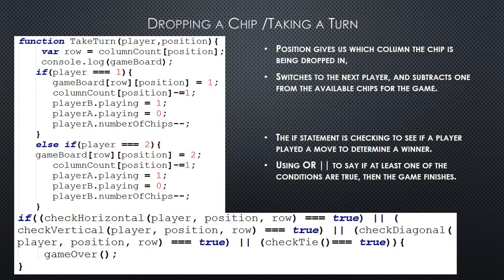Now for take turn, we are passing in which column the current player is in. Then we use that number and say, okay, we want to drop in the fourth column, which is the middle column down the middle, and we want to see if there are any chips already in that column. That goes to column count.